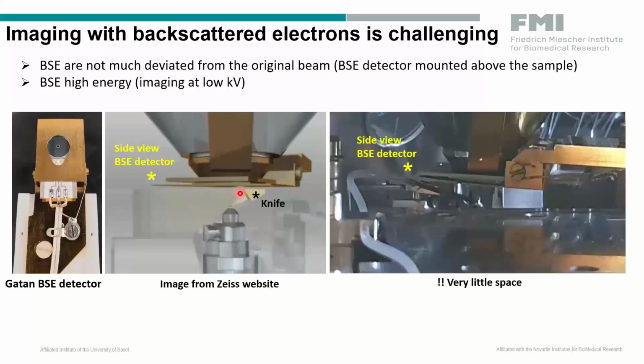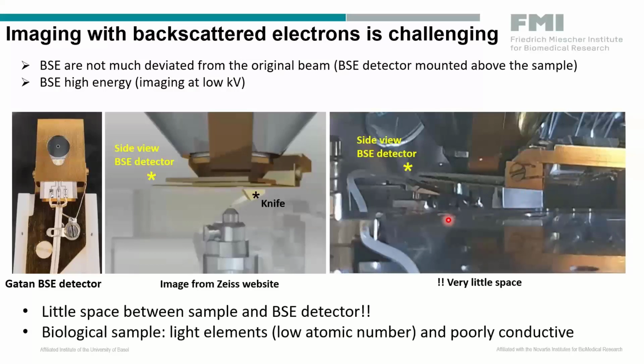And this is reality. These are pictures I took with my phone. And you see, actually, there is very, very little space between the detector and the knife, which is retracted. So there is little space between the sample and this backscattered electron detector. So always be very careful when you do the approach and when you mount the sample.